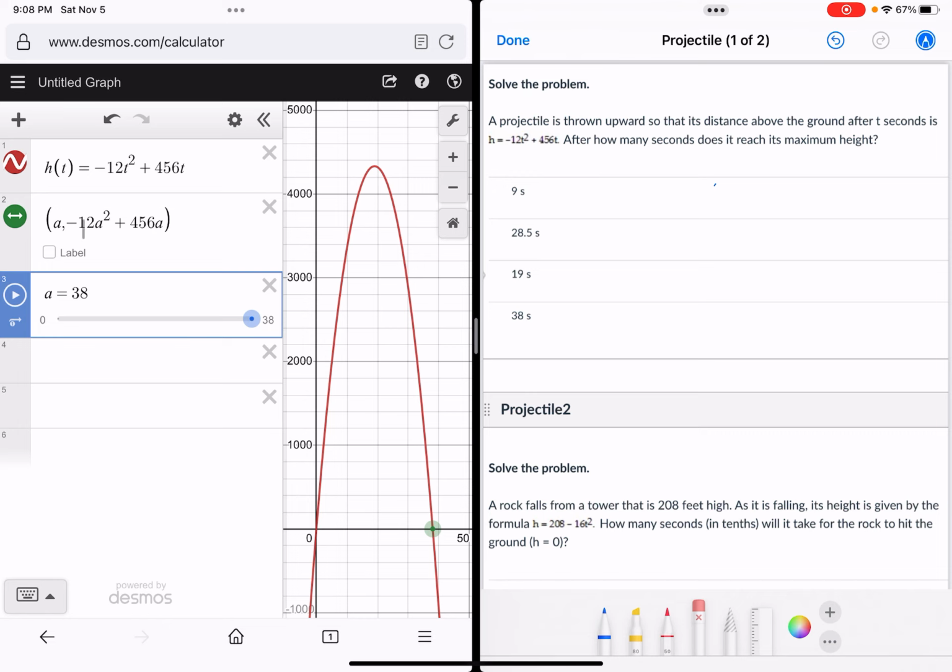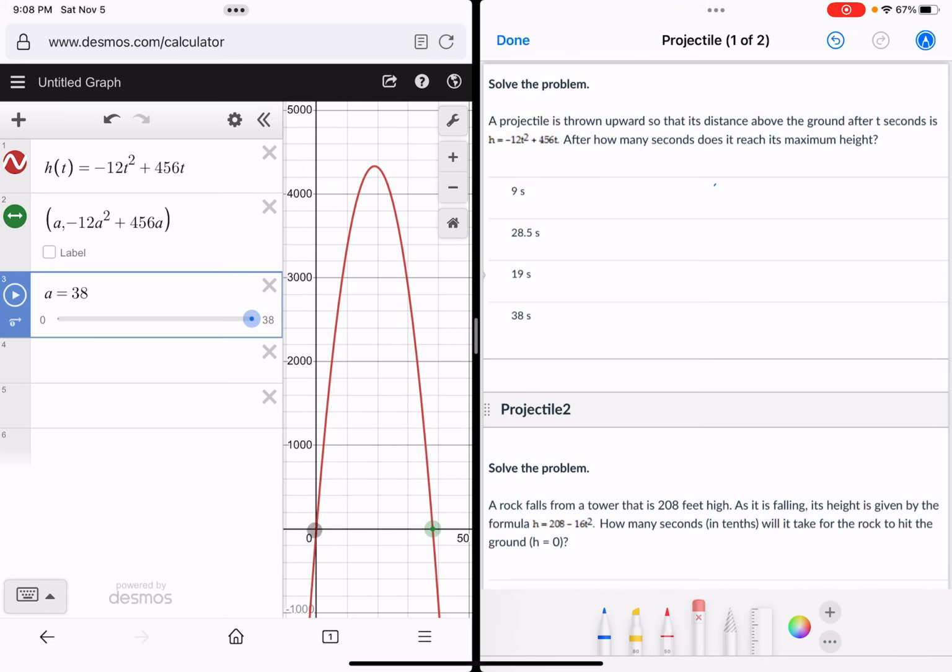And here is the animation. If you click on that, it shows you it goes in this way. You may play one more time. So you can see from 0 to 38, it will go from the ground up to the sky and then goes down. So it will take 38 seconds for the object to reach the ground again.